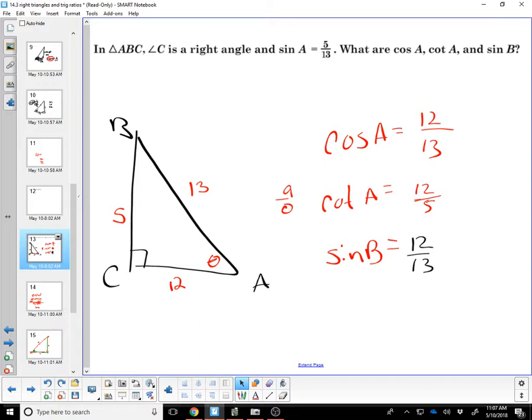Check it out. Cosine A is 12 over 13. Sine B is 12 over 13. So like I said, it really depends on how you draw it. As long as you know which one is the right angle, you should be okay.